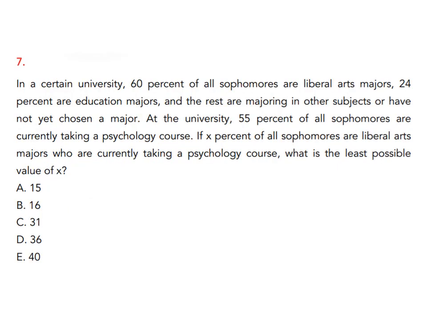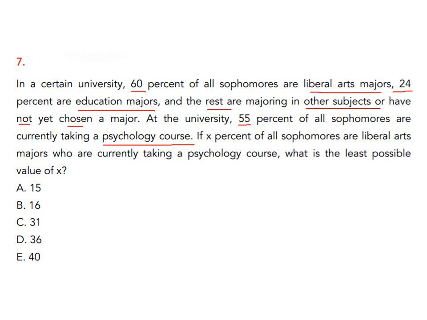We're in the seventh question. In a certain university, 60% of all sophomores are liberal arts majors, 24% are education majors, and the rest are majoring in other subjects or have not yet chosen a major. So what is the rest? Take 60 plus 24, and take the difference between 100 and that summation. That will be the rest.